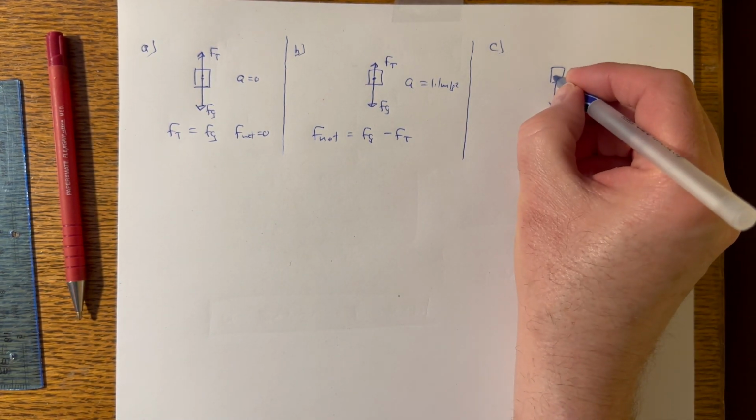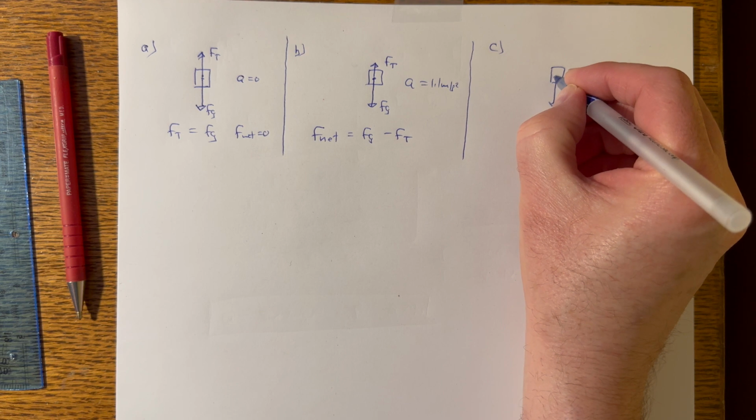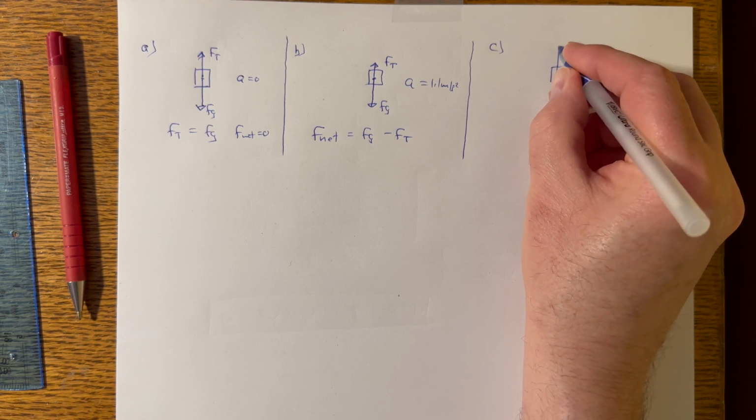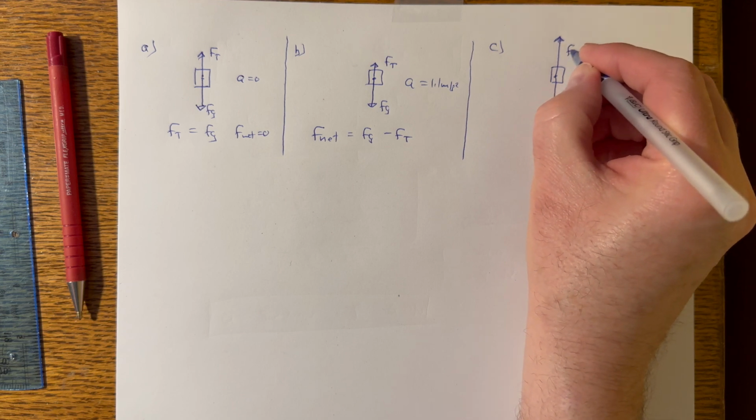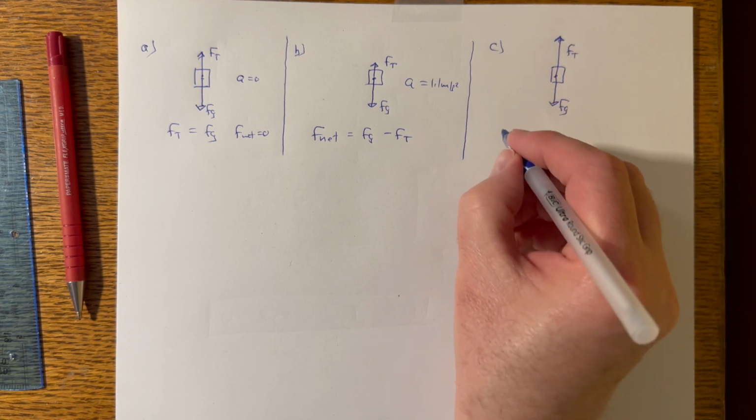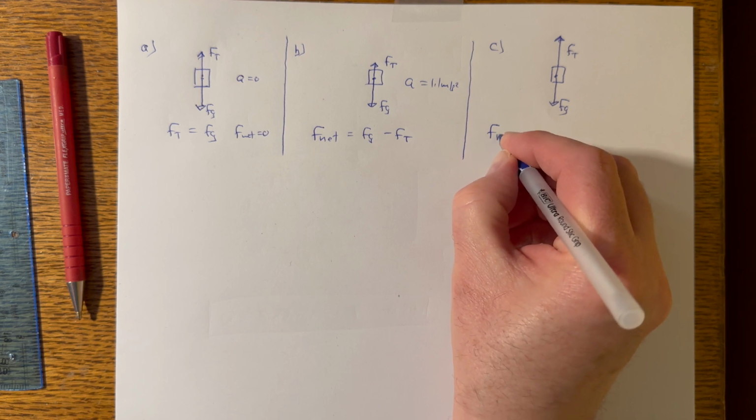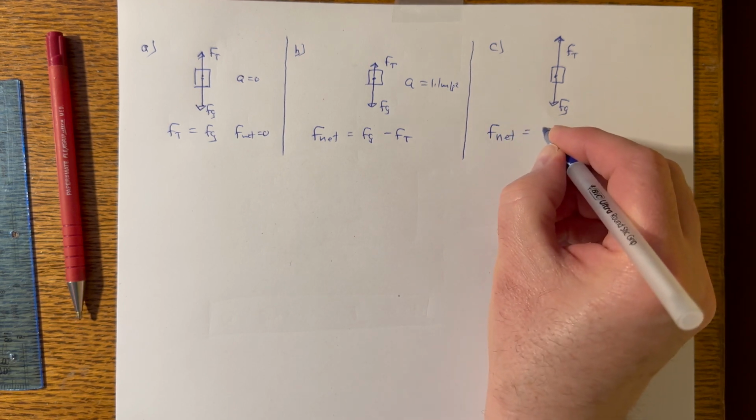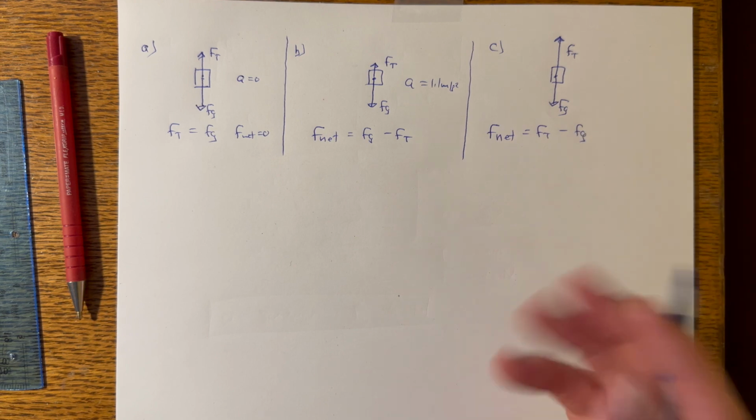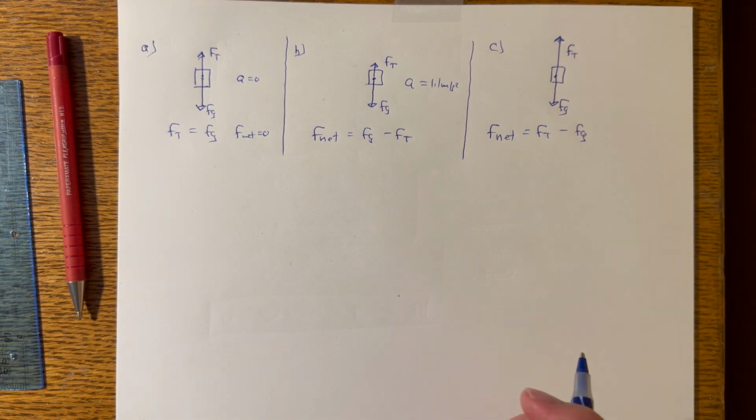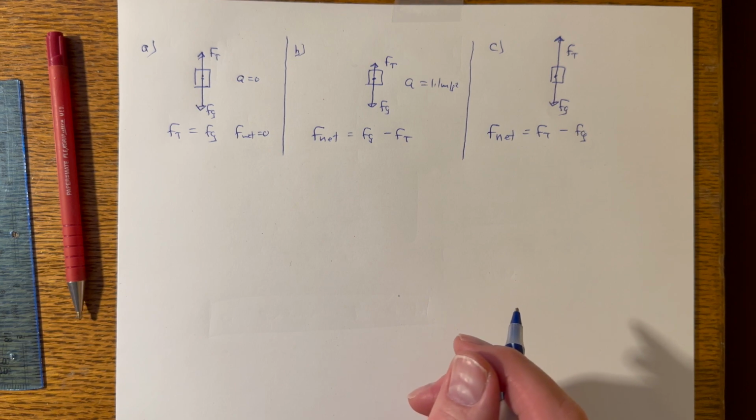Now, in part C, the motor's pulling a little harder, the tension is a bit greater, and we're accelerating upwards. Ft, tension force, upwards. So in this case, the net force is the larger one, the tension, minus the smaller one. Now in a way, the physics is all done for each part. Now we just have to work the mathematics.